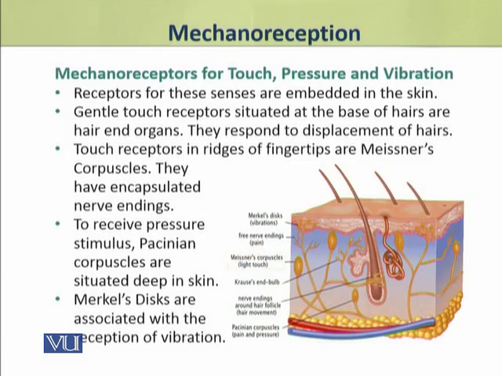Similarly, another type of touch receptors, which are called Meissner's corpuscles, are found in the ridges of fingertips. These Meissner's corpuscles have encapsulated nerve endings. Another type of receptor found in the skin is for the mechanoreception of pressure. These structures or these receptors are called Pacinian corpuscles and they are situated deep in the skin.